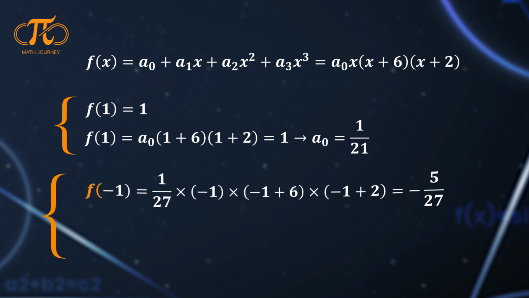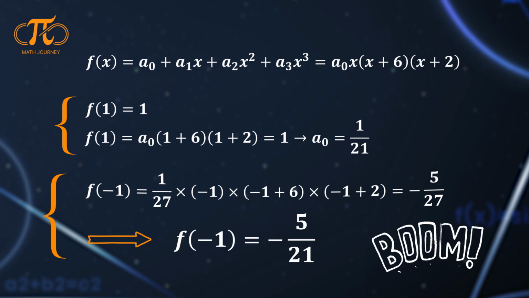Finally, to find f(-1), we'll substitute x = -1. f(-1) = 1/21 · (-1)(-1 + 6)(-1 + 2), which simplifies to f(-1) = -5/21. And there's our answer. The value of f(-1) is -5/21.